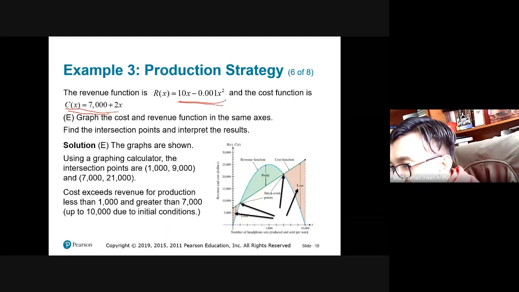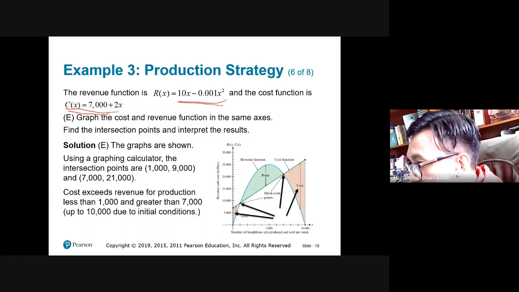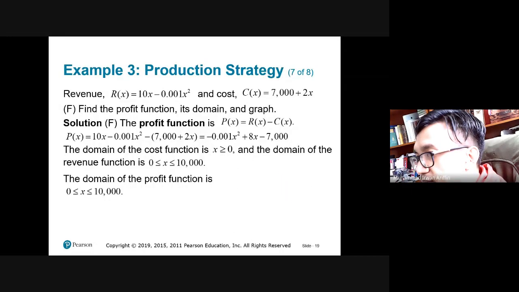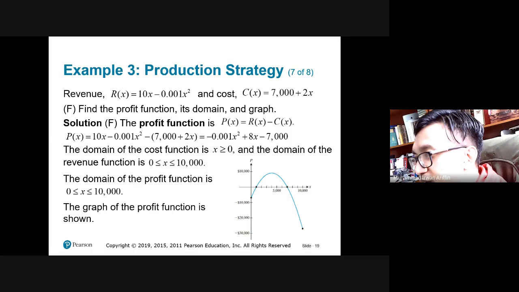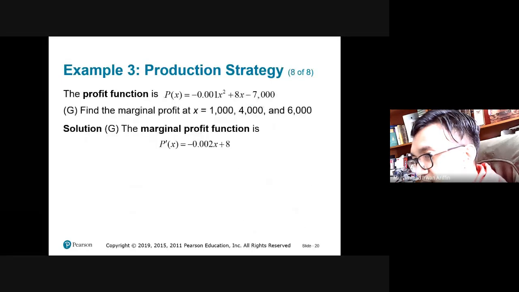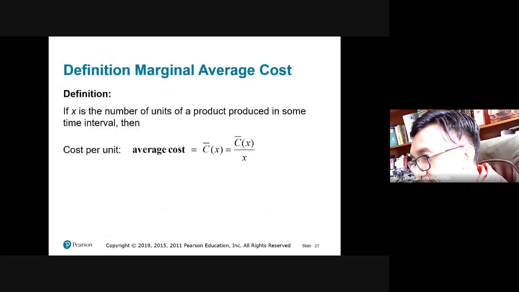And these two points where revenue equals cost are our break-even points. Our profit function, we can also derive by simply subtracting the cost function from the revenue function. So please go through the example on your own, because I believe it is simple enough. It's not that complicated.